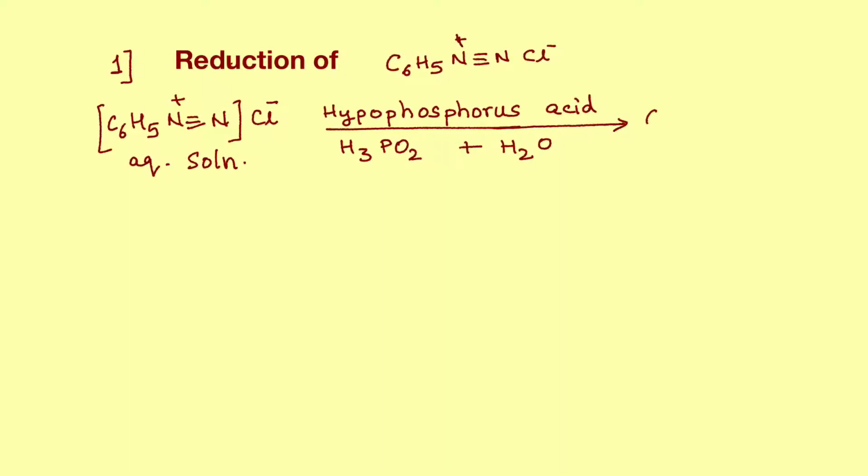So what will happen is it will reduce to give us benzene, nitrogen. Can you complete this reaction? Phosphorus acid, H3PO3, and because our hypophosphorus acid, something which was short of oxygen, has got oxidized to H3PO3, and finally our product, that is HCl, right?